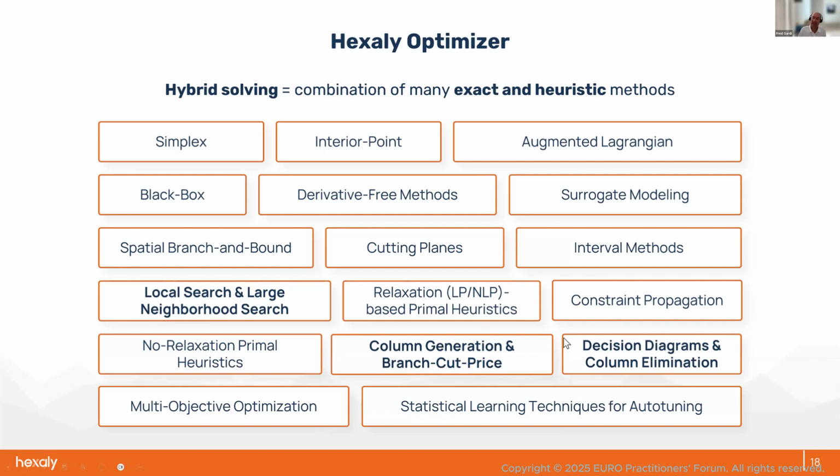But in the last couple of years, we have started to implement something which is also really critical in the state of the art for all these problems I mentioned. This is column generation: column generation, branch-cut-price techniques, also decision diagrams and column elimination techniques, very new techniques at the forefront of the research. If you want to be the state of the art on routing, scheduling, packing, clustering, you need to have these techniques. And this is what we have. This is possible because we have these higher level models.